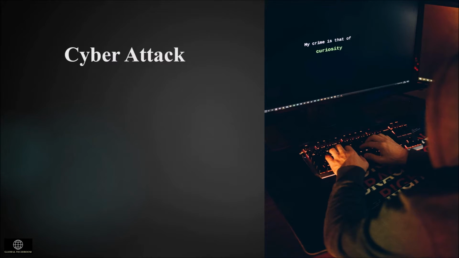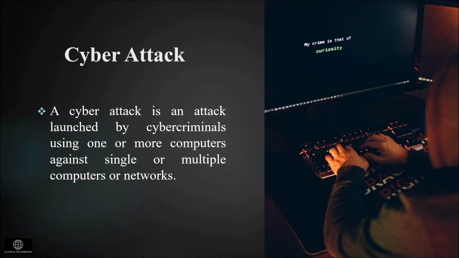Cyber attack. A cyber attack is an attack launched by cyber criminals using one or more computers against single or multiple computers or networks. A strong cybersecurity approach can provide a good security strength against the cyber attacks planned to access, modify, delete, destroy, or extract an organization's or user's system and sensitive data.